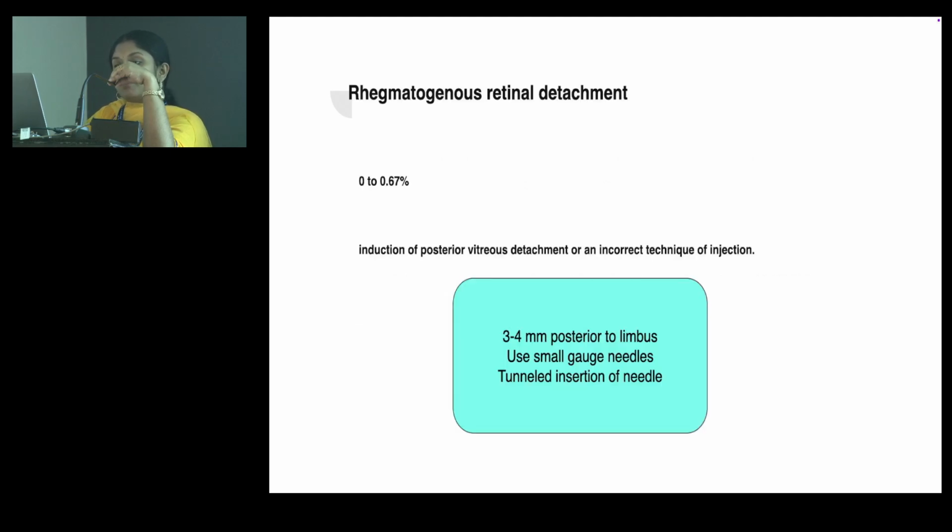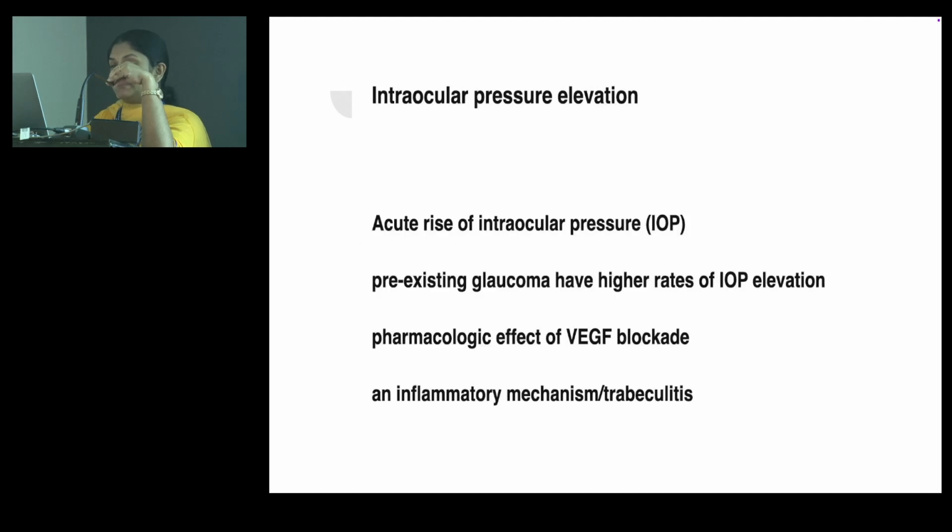RRD is one another complication related to intravitreal anti-VEGF. Its occurrence is less than 1%. Induction of PVD or an incorrect technique of injection is the main cause for the same. So how we can deal with this: correct location, that is 3 to 4 mm posterior to the limbus according to the phakic status of the lens. Use small gauge needles and tunneled insertion of the needle to be done, because while pulling back, the vitreous shouldn't come back along while we are pulling back the needle.